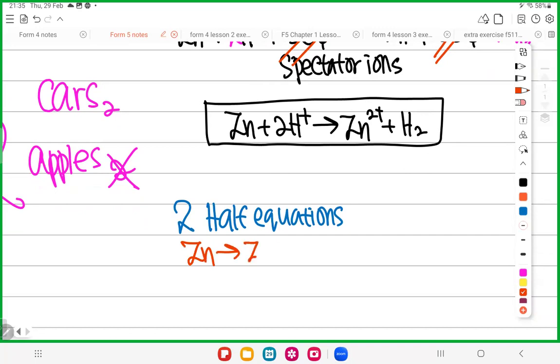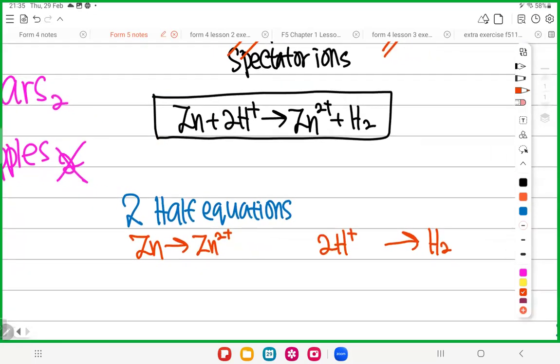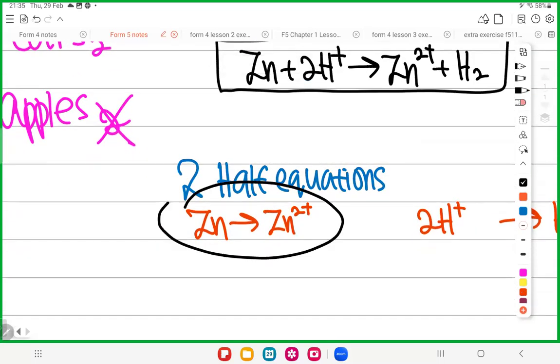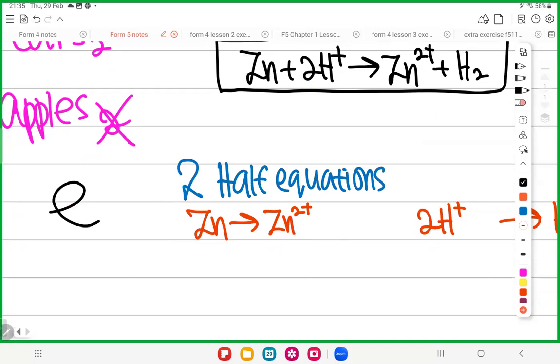Zn become Zn2+. Okay, next one, H and H. So 2H+ become H2. Okay? So now same thing. The first one, half equation must have electron. How many electrons do we need?